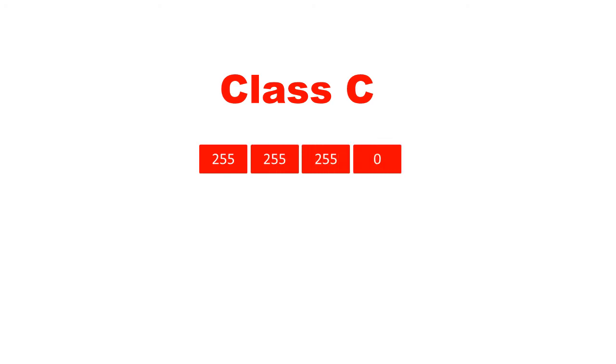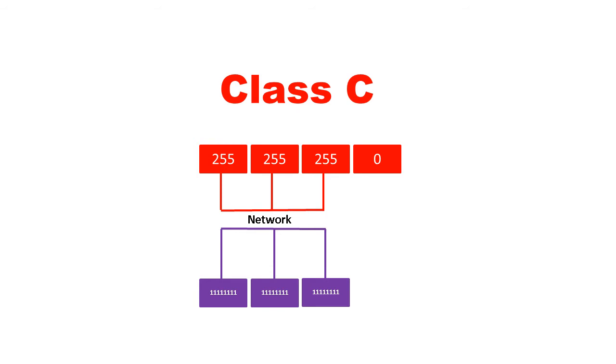The default subnet of class C category network is 255.255.255.0. There are 4 octets in this 32-bit number, and the first 3 octets are addressing the network value, which holds 8 plus 8 plus 8, 24 ones, and the last octet is addressing the host value by holding all zeros, that is 8 zeros.